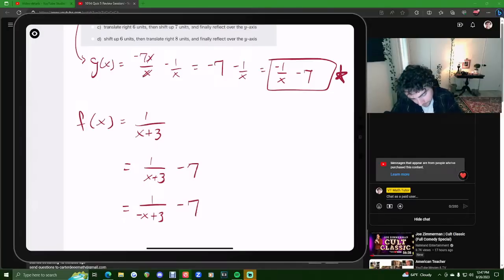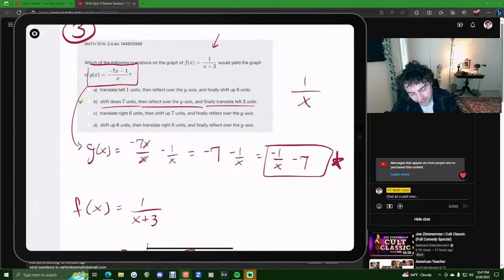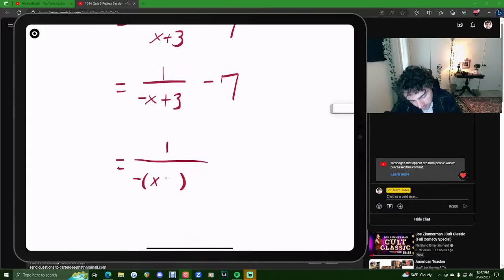Next step, they say finally translate left 3 units. What does it mean to translate left 3 units? That means we're going to replace x with x plus 3. Keep in mind we're going left, in the negative direction by 3, which means we want to add 3 to the x. It's like doing the opposite, right? But we still have the plus 3 right there. So what I've done here is replace this x with x plus 3. That's translating 3 units to the left.